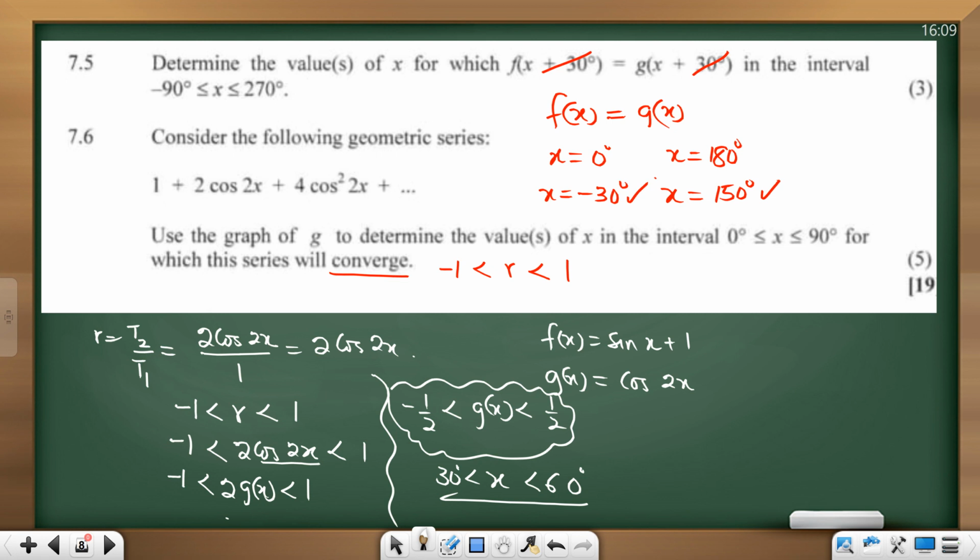This is why reading is important. You know what I just took? I took the word what? Converge. Wrote my convergence rule. Then I looked for r. Brought my g of x into r. And then looked for it on the graph without making any form of assumption. Are we okay? All right.